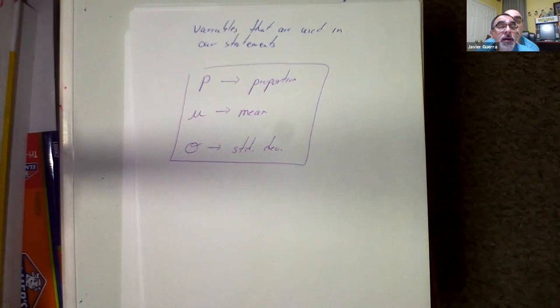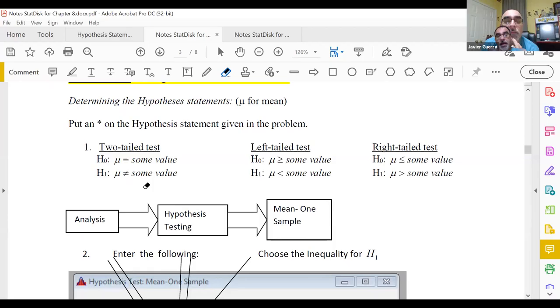All right, so here's our statements. I told you they work in pairs, all right? There are three sets of hypothesis statements that are used when we're performing a hypothesis test. They're grouped. You have a two-tailed test, you have a left-tailed test, and you have a right-tailed test.